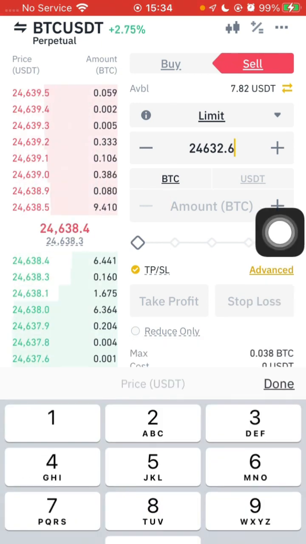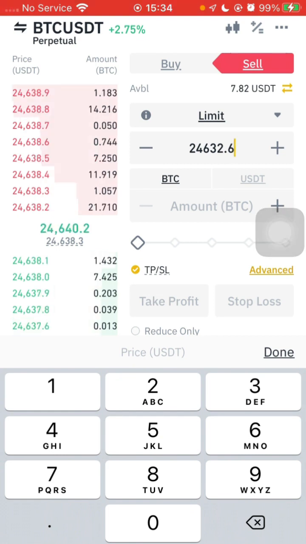I then tap here, which is showing me 24,632 as my entry price. Now I can't enter at 24,632 because my signal is telling me 25. So I clear everything here and I put 25.